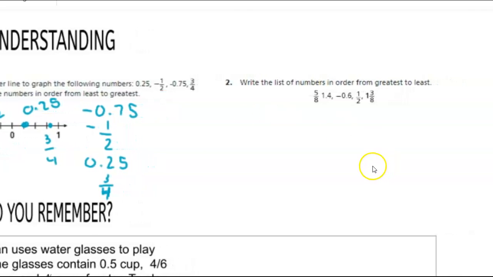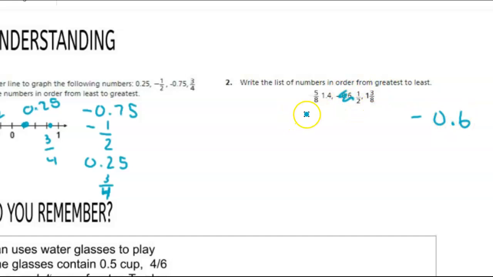Write the list of numbers in order from greatest to least. I hope if you did this problem, you looked at that. So all the numbers that are positive are going to go on the right-hand side. But first, they're all different hodgepodges of things. This has an 8, decimal, decimal, 2, 8. And the only one that is negative is this guy right here. So we know that one is going to be the least. So I'm going to go ahead and put that on over here.